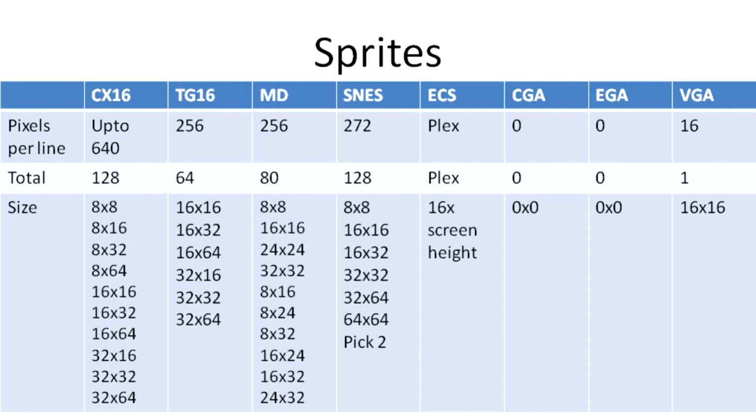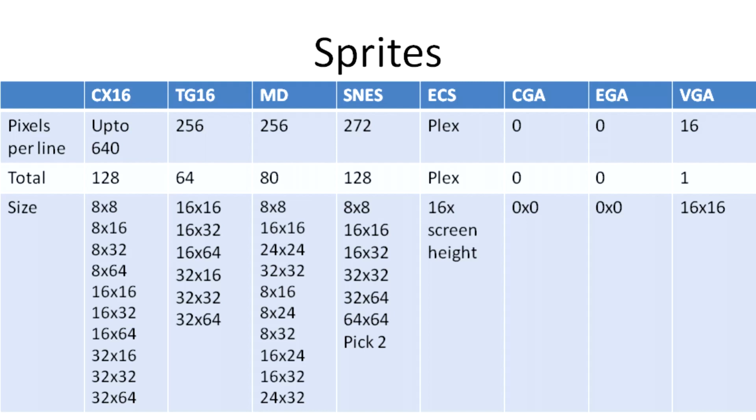Sizes. So, basically the CX16 has 8, 16, 32 and 64, and you can combine it however you please. The TG16 supports 16, 32 and 64. You can combine it how you please. The MegaDrive supports 8, 16, 24 and 32, which you can combine how you please.